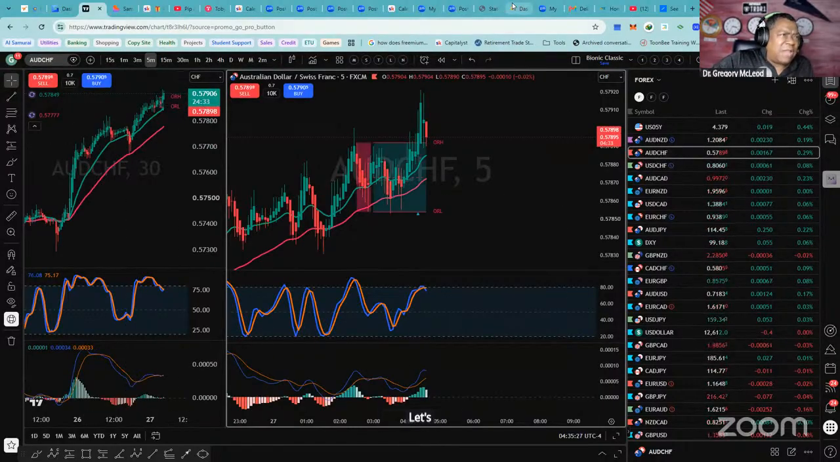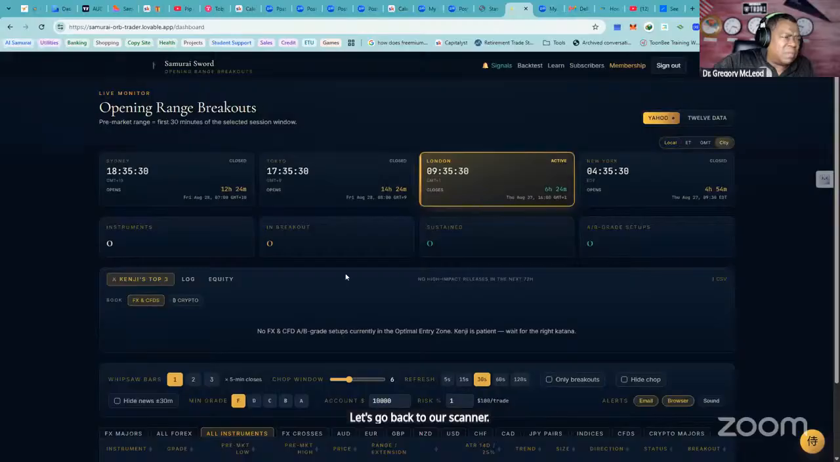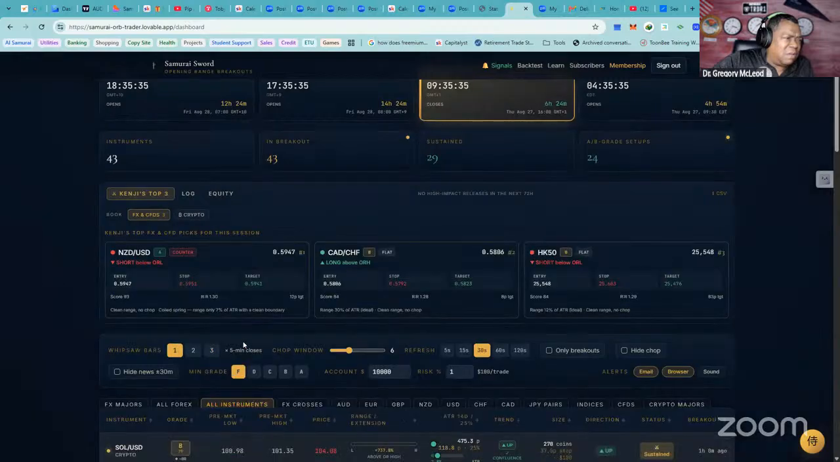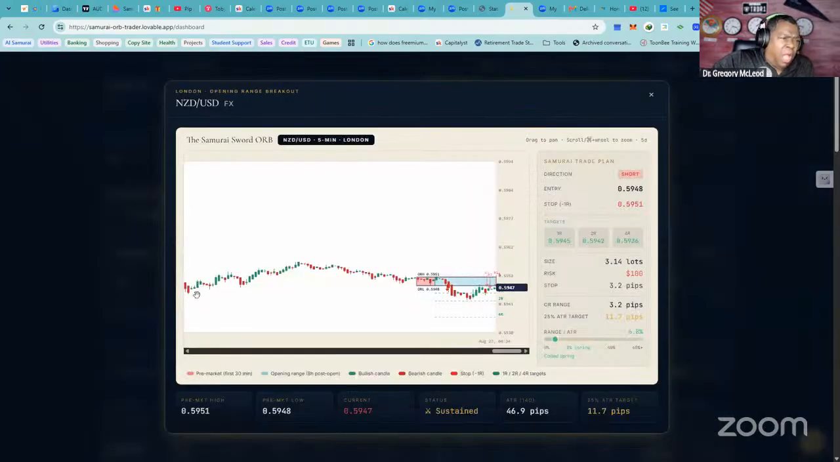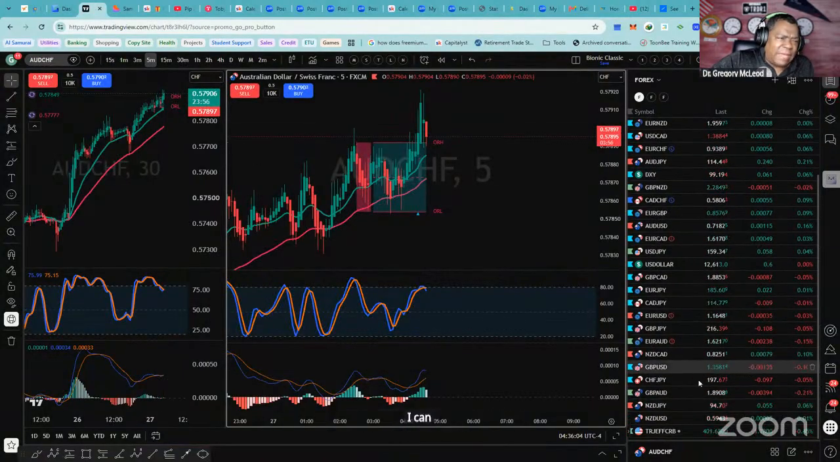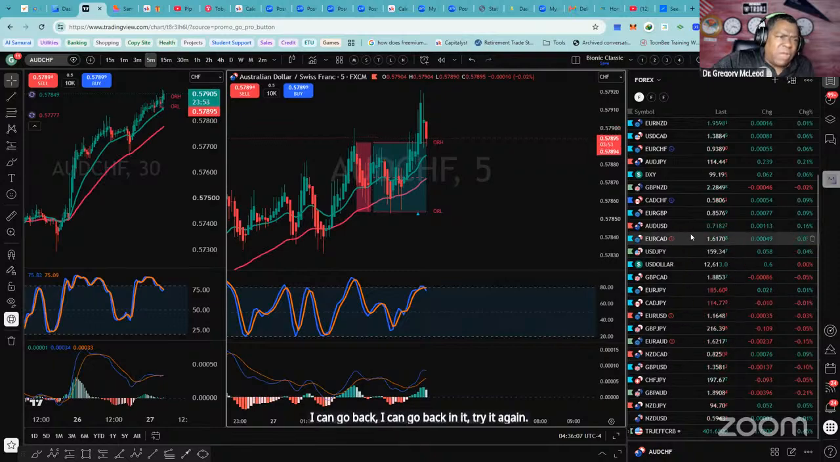Let's go back to our scanner. And Kenji is checked out. Oh, Kiwi dollar short below ORL. He still likes that. CAD Swiss, it's flat. Counter trend. Are you long or short this one? Okay, you still like that one. Okay. Well, I guess I like that one too, right? I can go back. I go back in it. Try it again. So we get some more out of it.